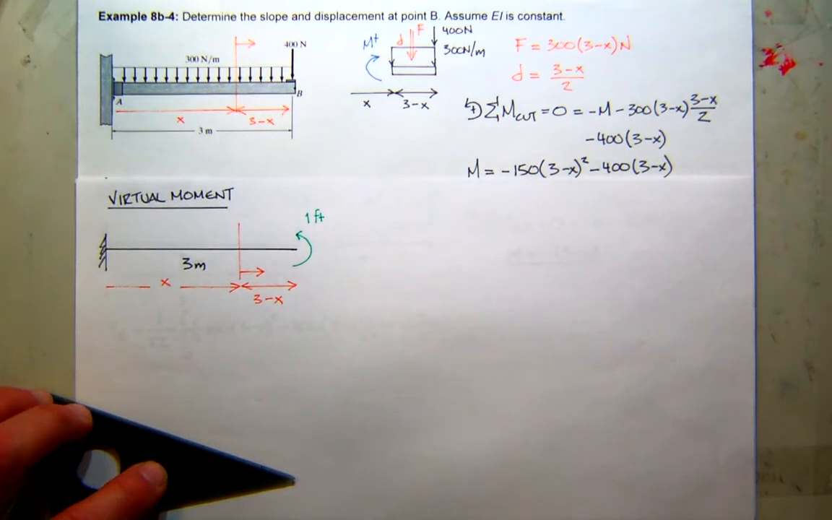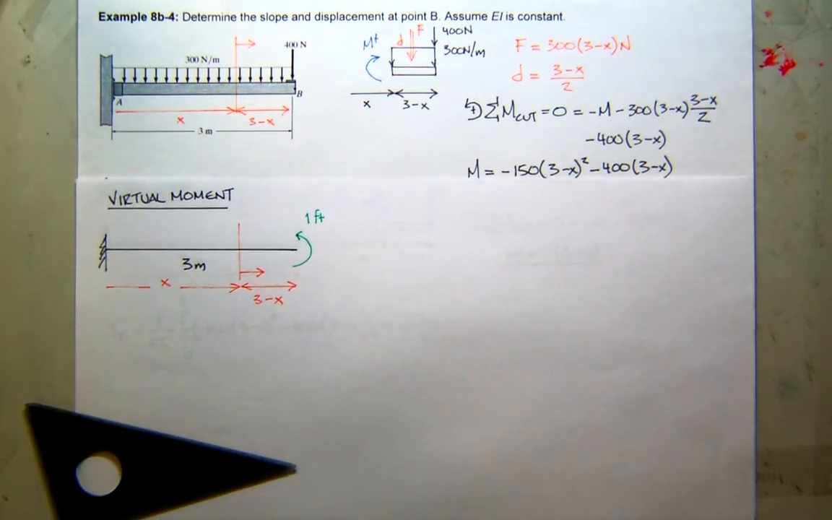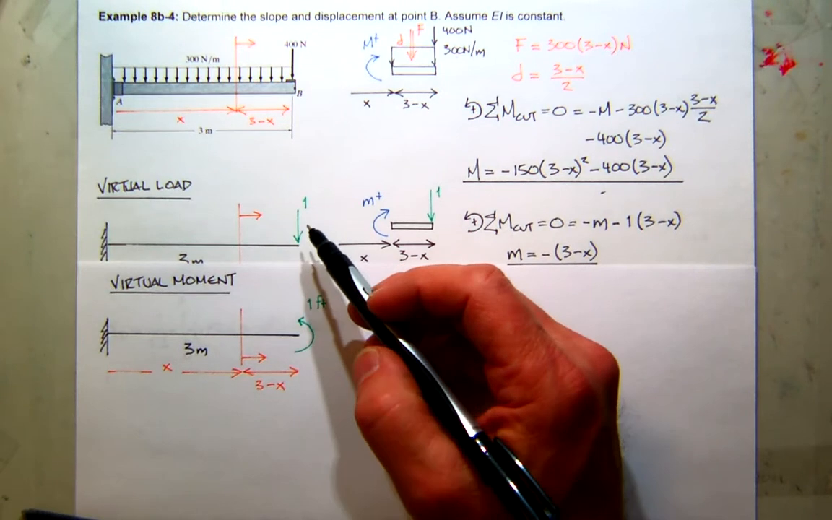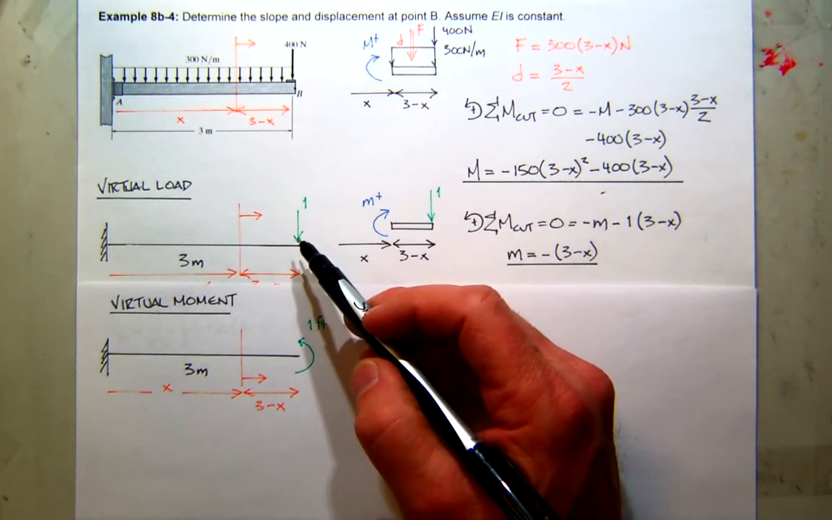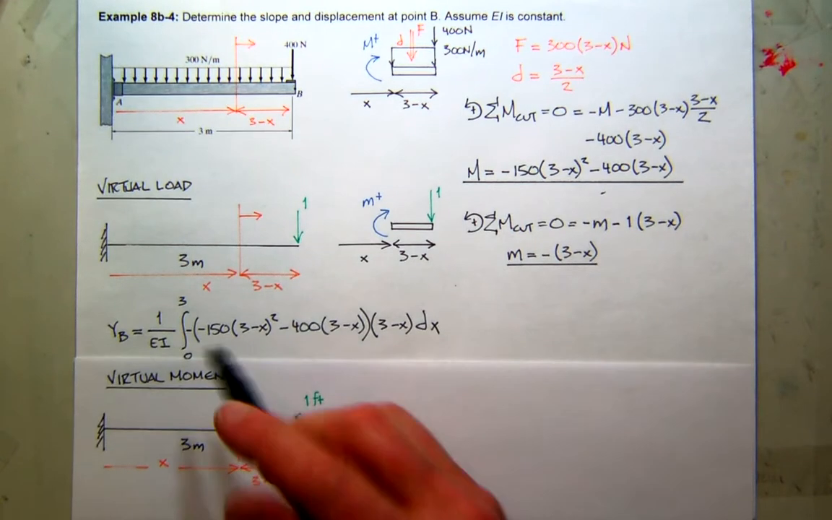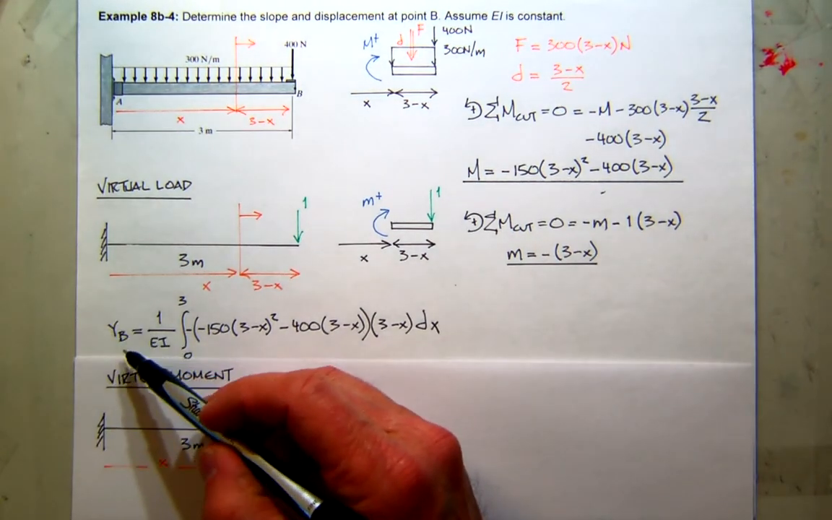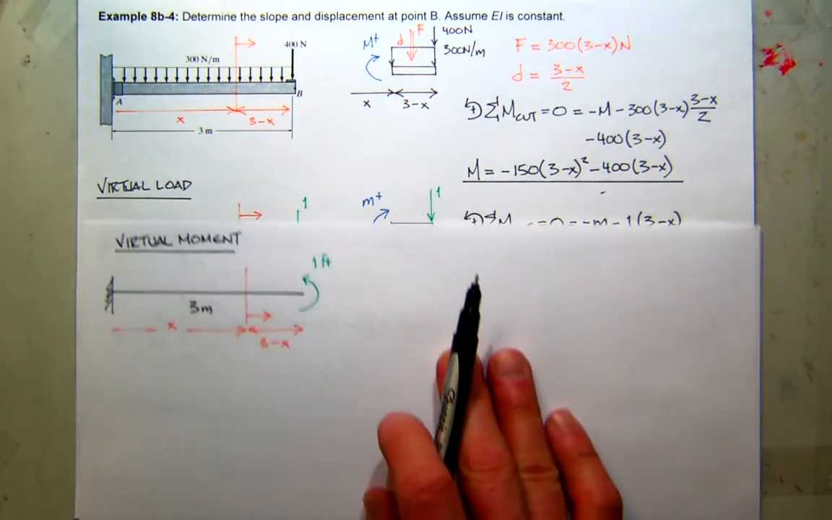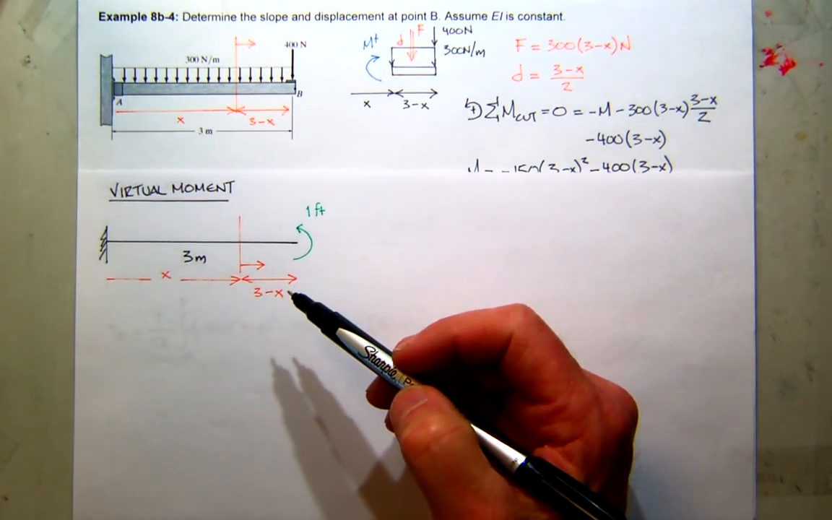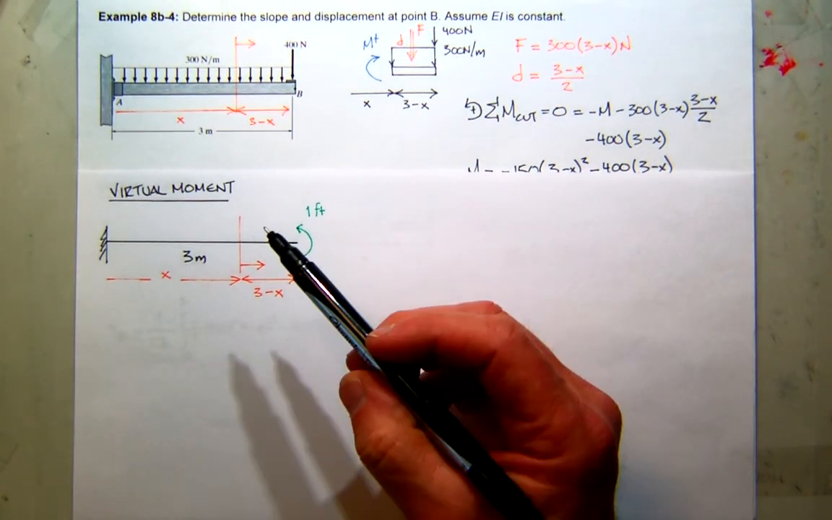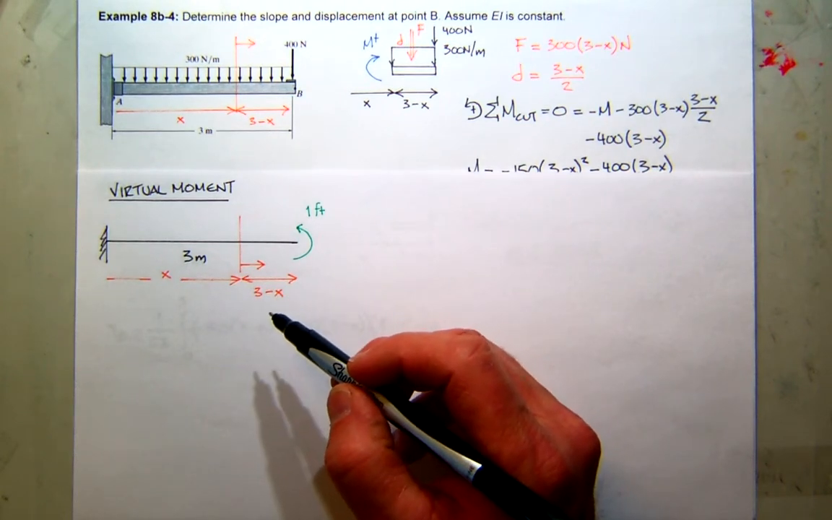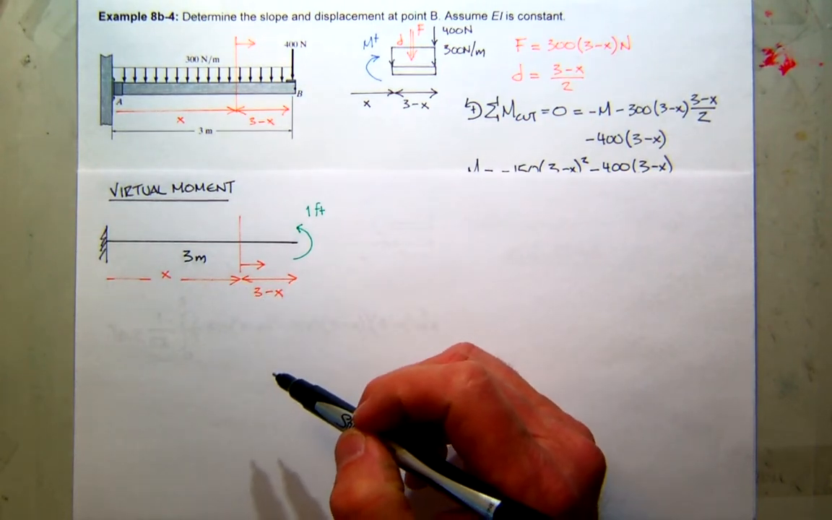I'm confused. What are you doing now versus what you were doing before? Well, before I had a virtual force, right? And a virtual force, when you apply it to the system, gives you displacement. So now I'm applying a virtual moment, which is going to give me slope. Force goes through displacement. Moment rotates. That's one way to remember which one it is.